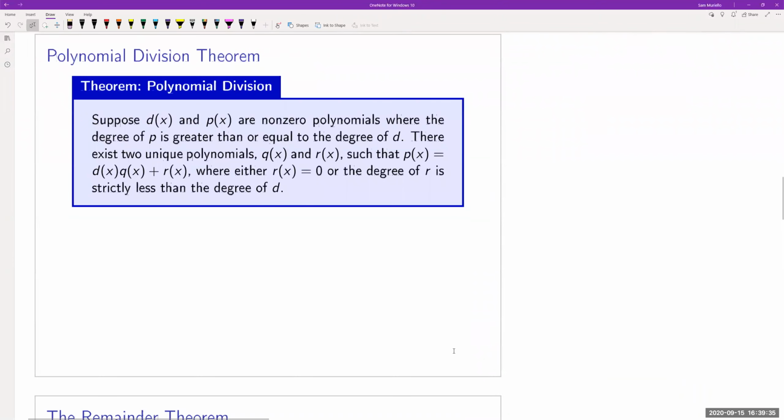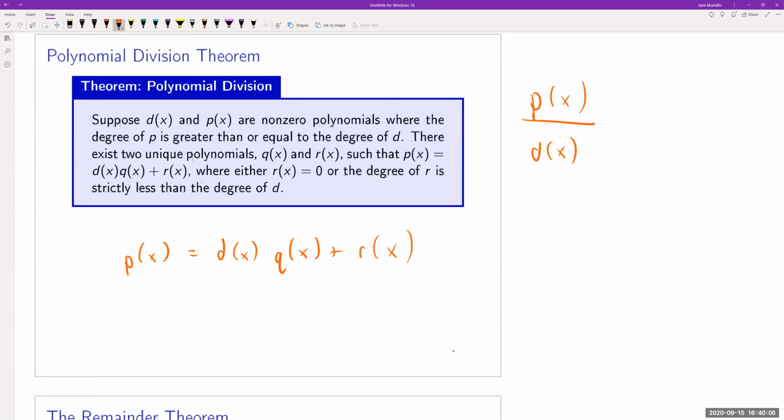Now, the polynomial division theorem says that when I do polynomial division, I'm going to obtain something of this form. p of x is equal to d of x times q of x, plus r of x. Very fancy way of saying that if I want to take p of x and divide by d of x, my answer will be q of x plus a remainder. And the remainder will be r of x.